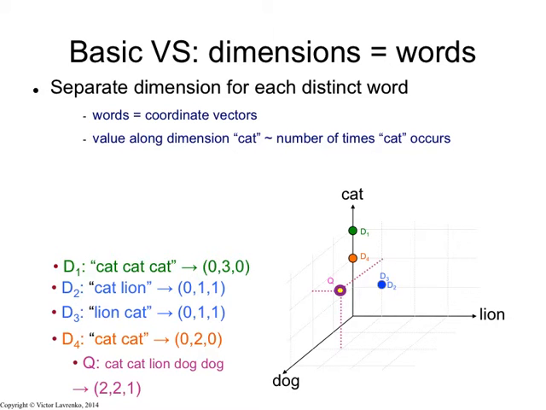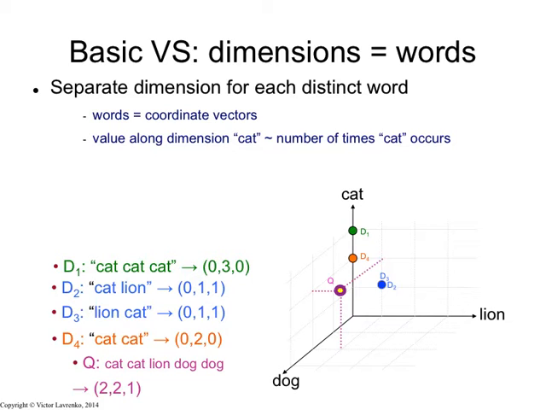Now the query comes along, and our query is unusually verbose: the user wants to find cat, cat, lion, dog, dog. So whatever information need they have, they feel it is best to express it in this way. In terms of the vector space, the coordinates are 2, 2, 1: 2 for cats, 2 for dogs, and 1 for lions. So you have 2 along the cat, 2 along the dog, and 1 along the lion. That's how we project the documents and queries into our vector space.